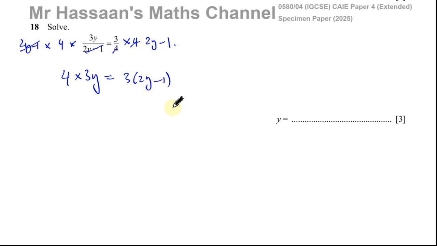It's very important that you understand that. If you think that numbers can just fly around, then you're going to have some problems later on with more complicated types of questions. So just take care of that. Now we can solve this.